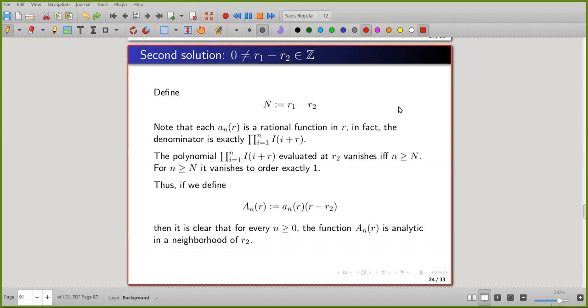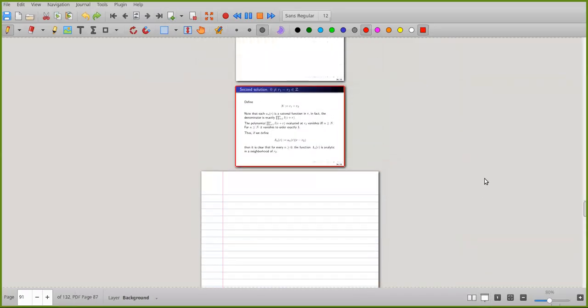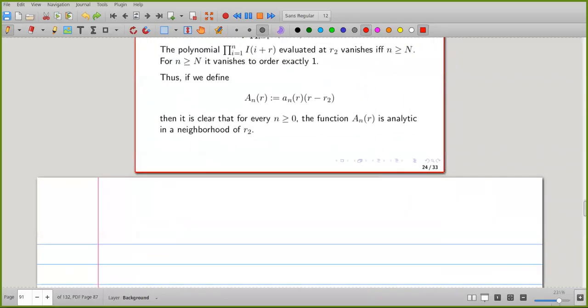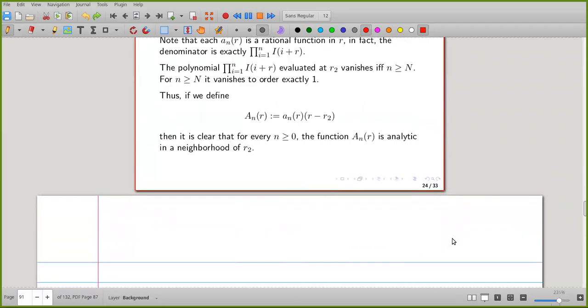And let's look at this polynomial, the product over i equal to 1 to n of I(i plus r), evaluated at r2. It vanishes if and only if n is greater than or equal to capital N. So let me explain this. Right, so let's look at this polynomial.